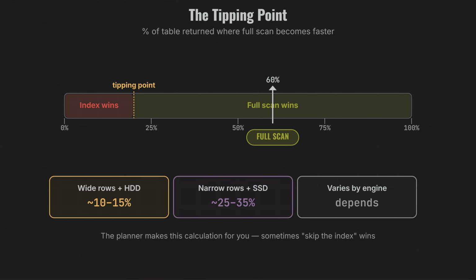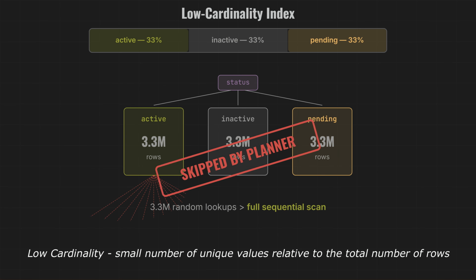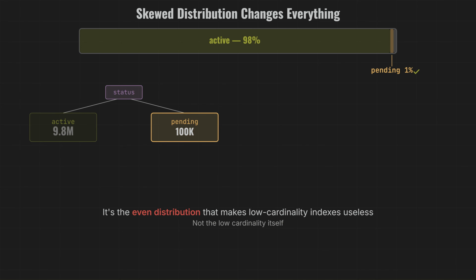Another common issue: indexing low cardinality columns. A status column with 3 evenly distributed values means the B tree can get you to 1/3 of the table. 1/3 of 10 million rows is still 3.3 million, each requiring a random lookup back to the table. A sequential scan is often cheaper. It's the even distribution that makes low cardinality indexes useless, not the low cardinality itself.